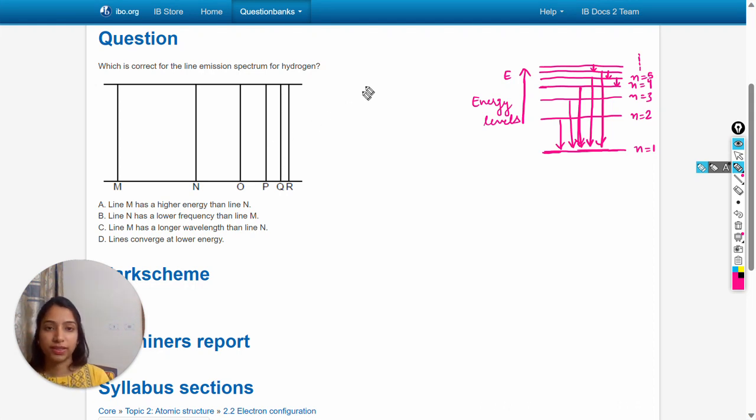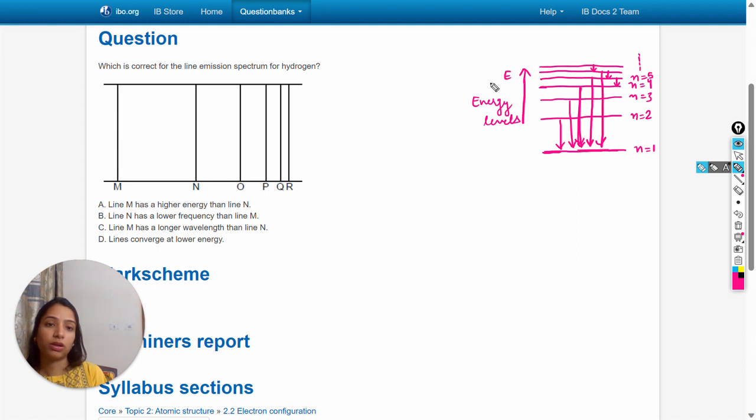Hello dear students, in this video we will solve this question from the electron configuration topic, and the question is which is correct for the line emission spectrum for hydrogen. So here the emission spectrum is given for hydrogen and we have to find which option is right. For solving this question we have to understand this topic.